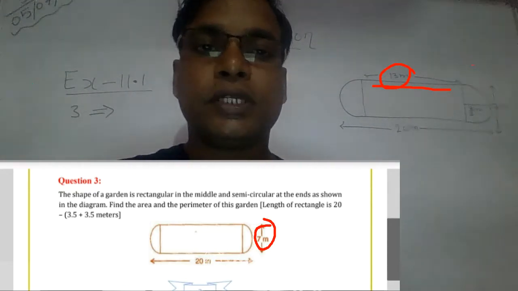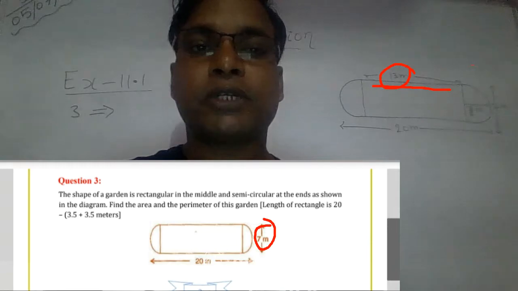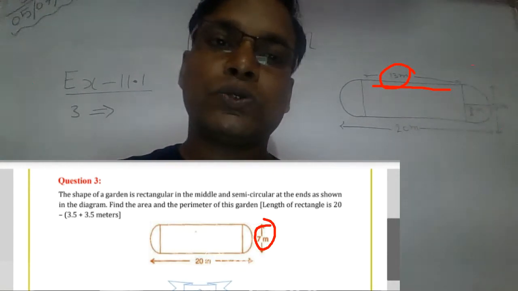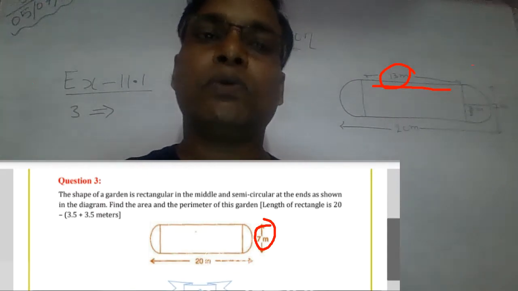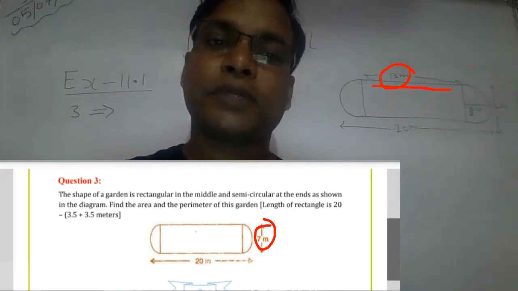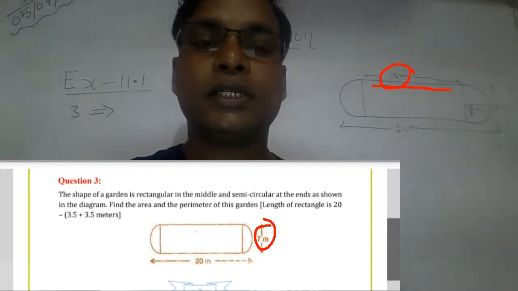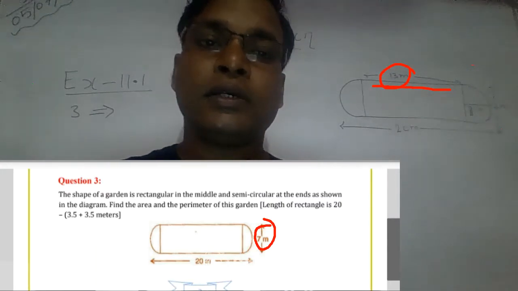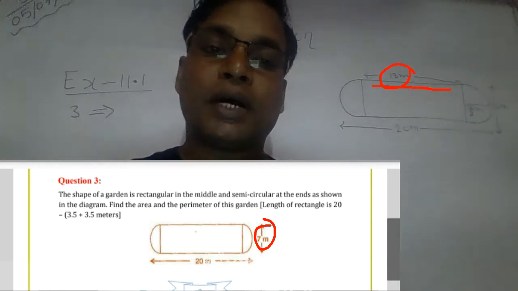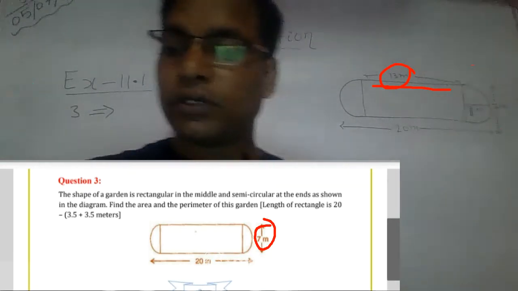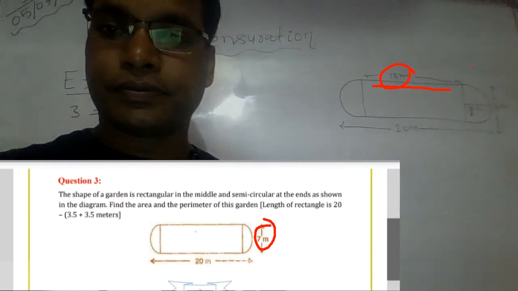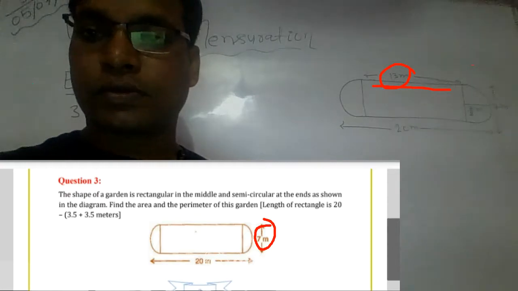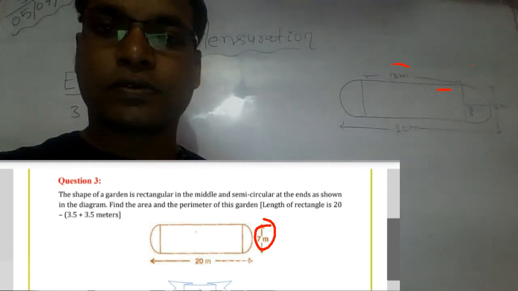And now the area of the two semicircular regions. You know this is a semicircular region. Area of a semicircular region is half of pi r square. If we add two semicircular regions, we obtain one circular region. So area of a circle is pi r square. Here the value of pi is 22/7, and the value of r is 7/2. So let's see how to solve it.